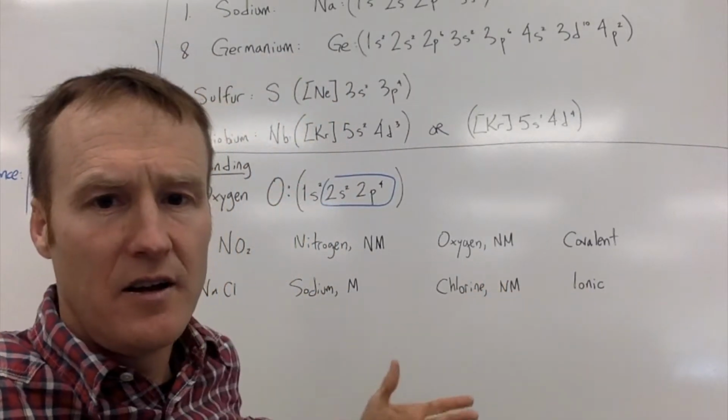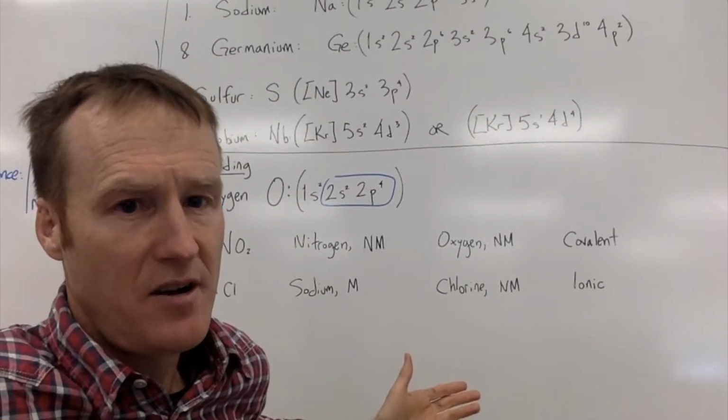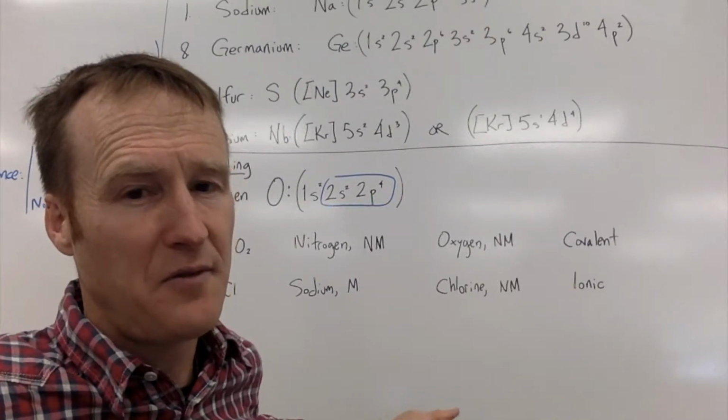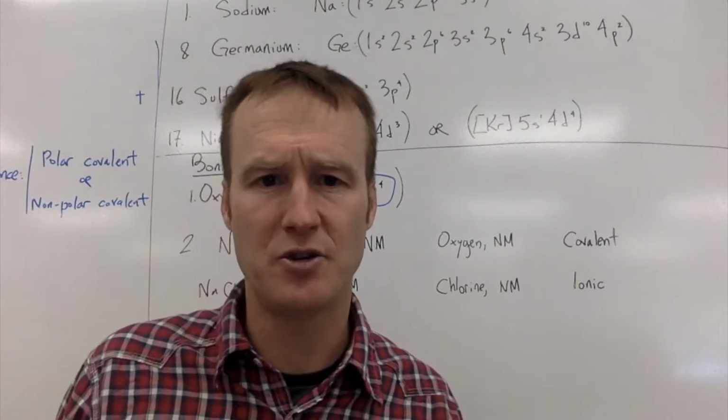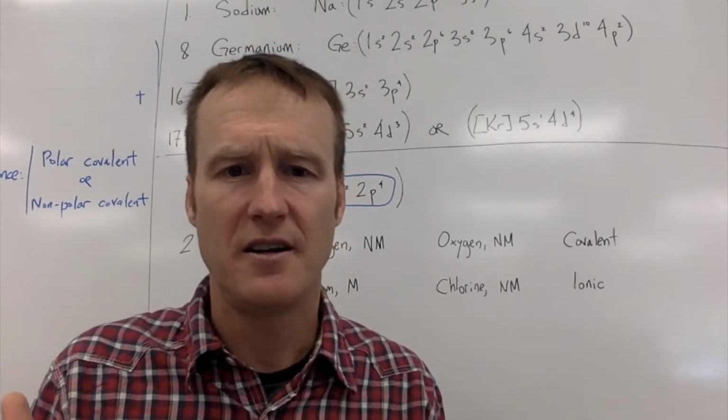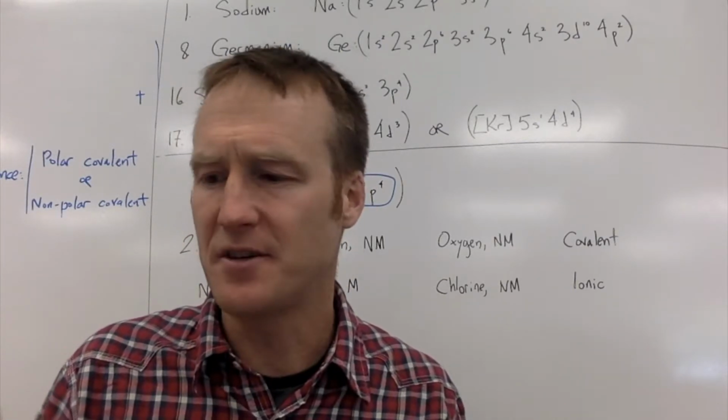When you're bonding a nonmetal with a metal, the bonding is ionic. Pretty straightforward stuff. But there's subtlety to it when you're starting to bring in this whole concept of electronegativity. It's not necessarily an either-or proposition.